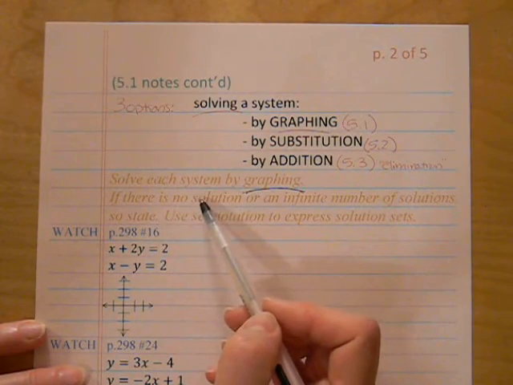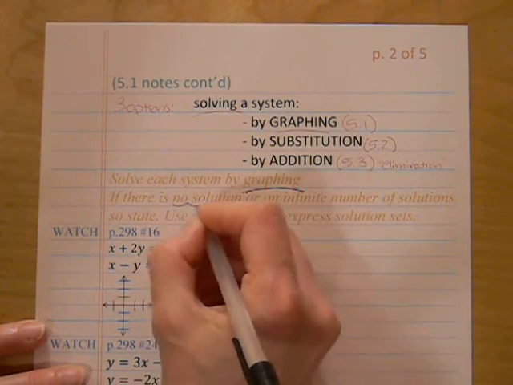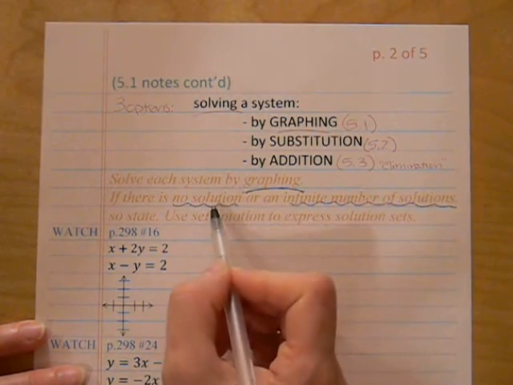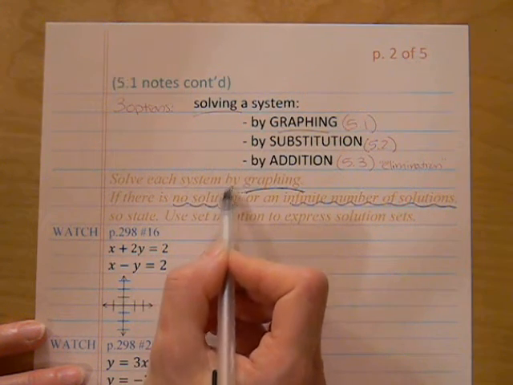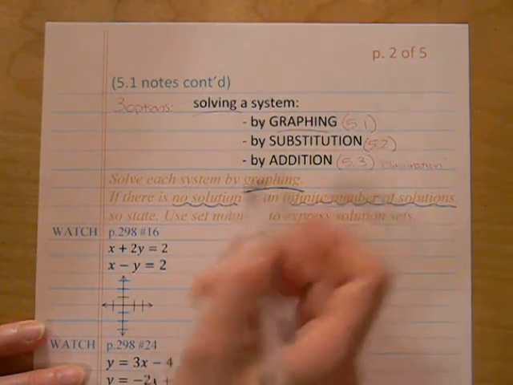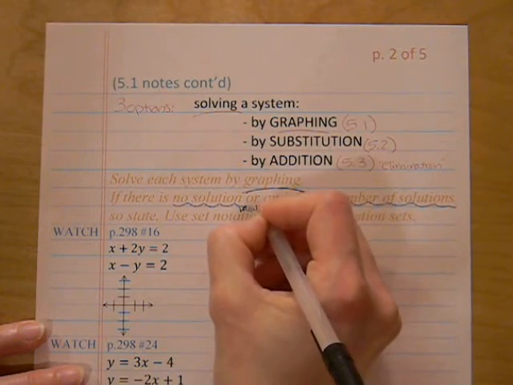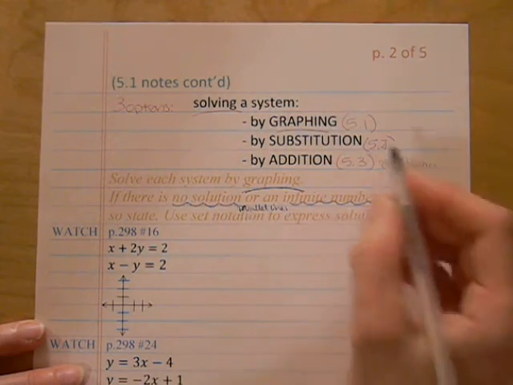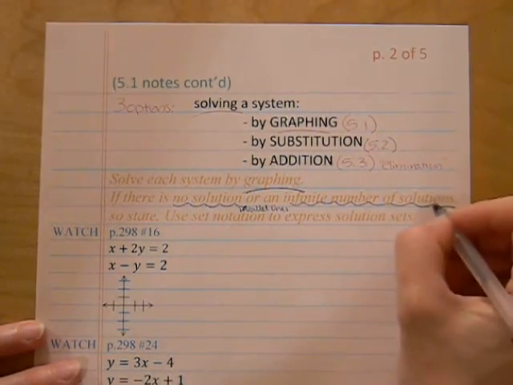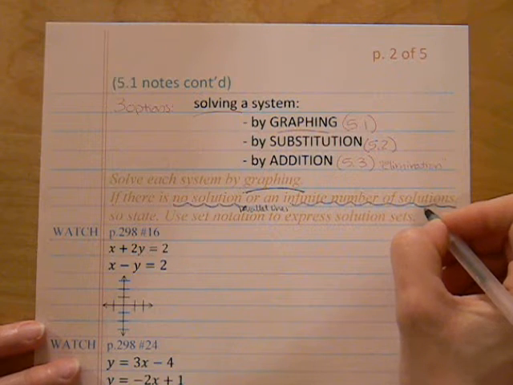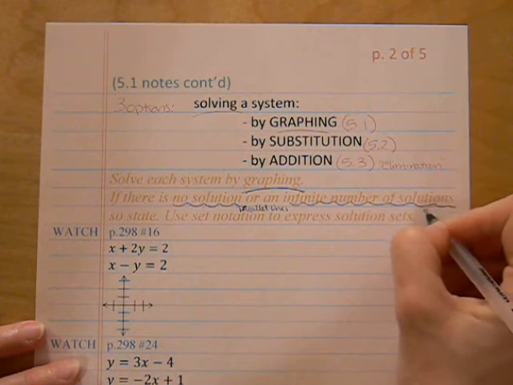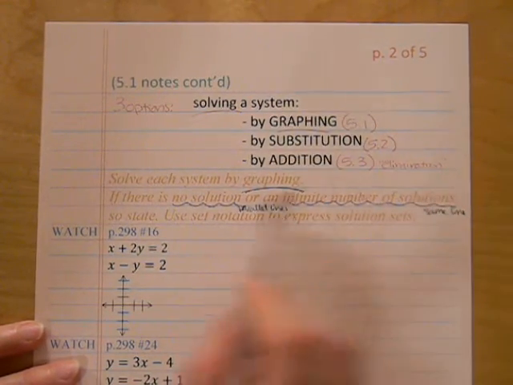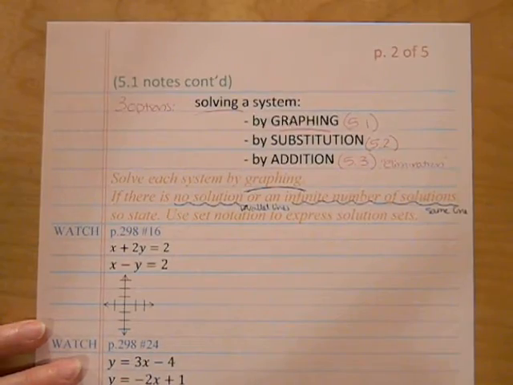If there's no solution or an infinite number of solutions, this is where on the previous page we talked about the possibility that either the lines cross and you get one solution, one point, or they are parallel lines, which would give you no solution, no point that they have in common. Or it's an infinite number of solutions, and that's if it's the same line graphed on top of each other. And that would be the infinite number of solutions, the actual line. And then use set notation to express solution sets.